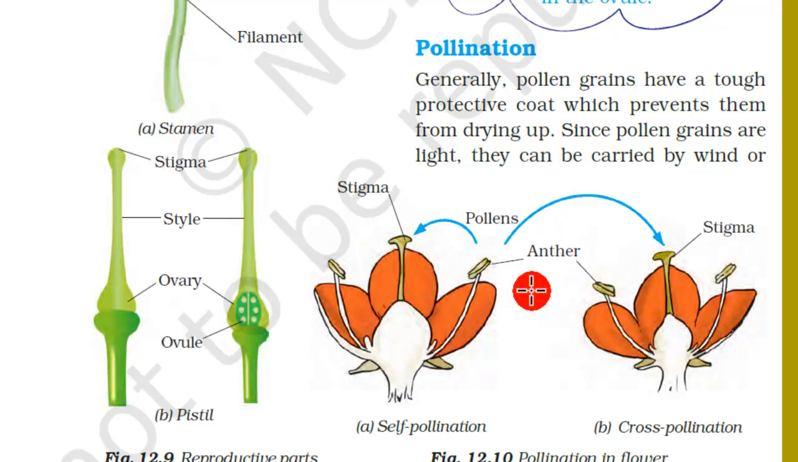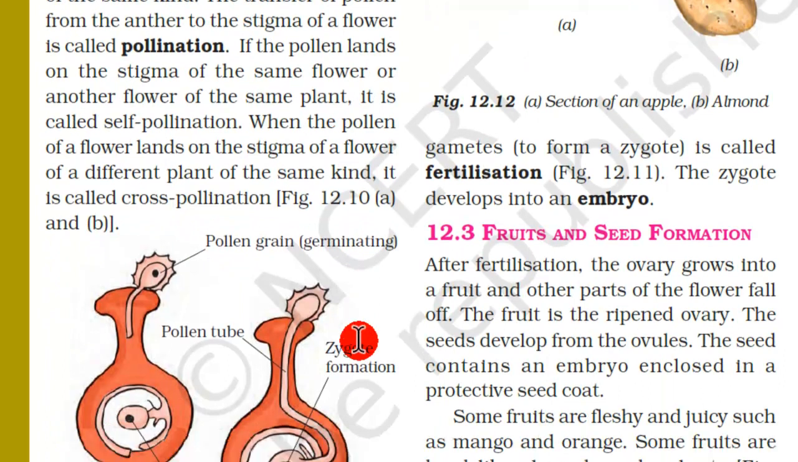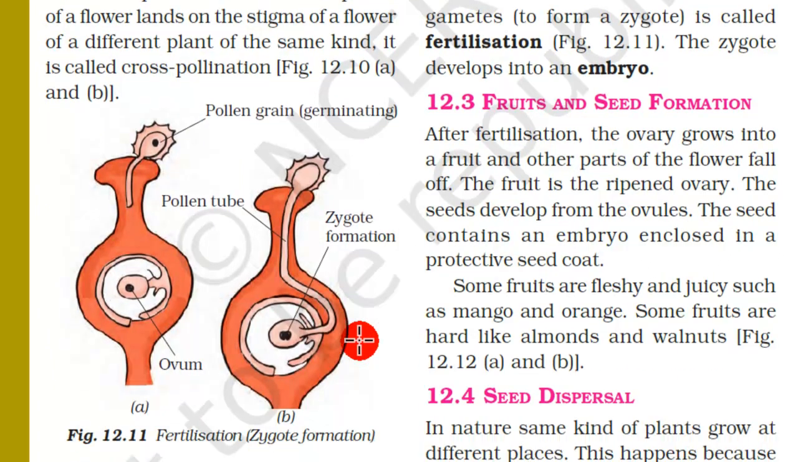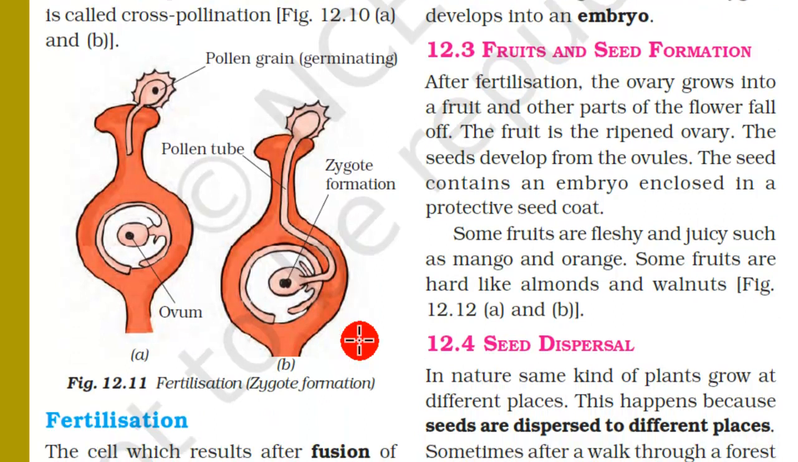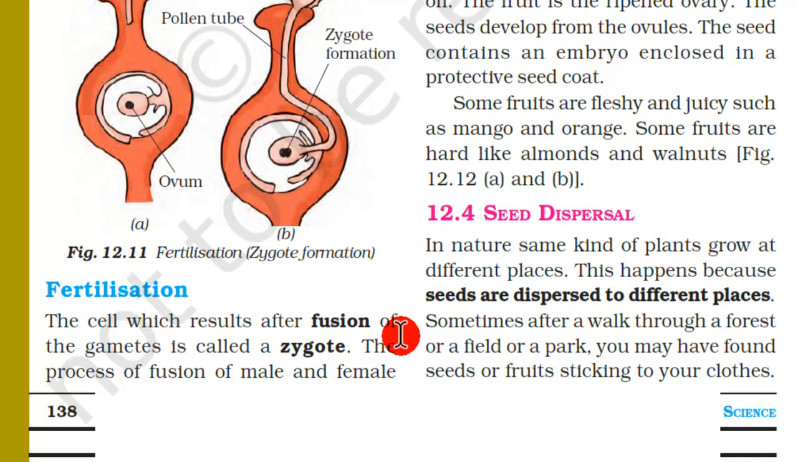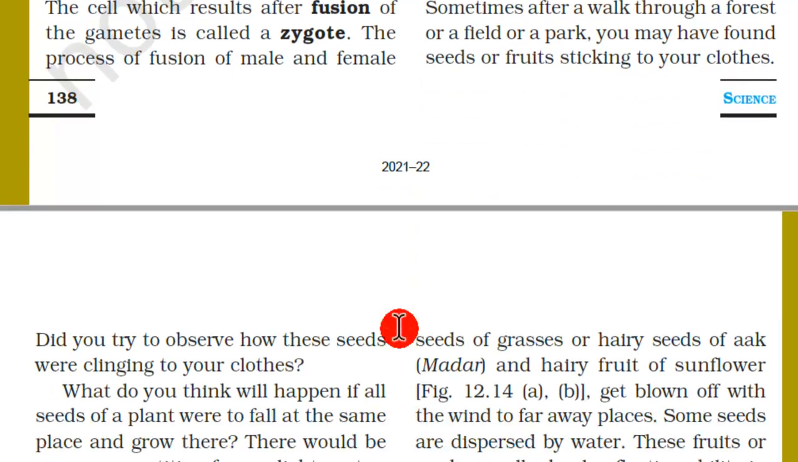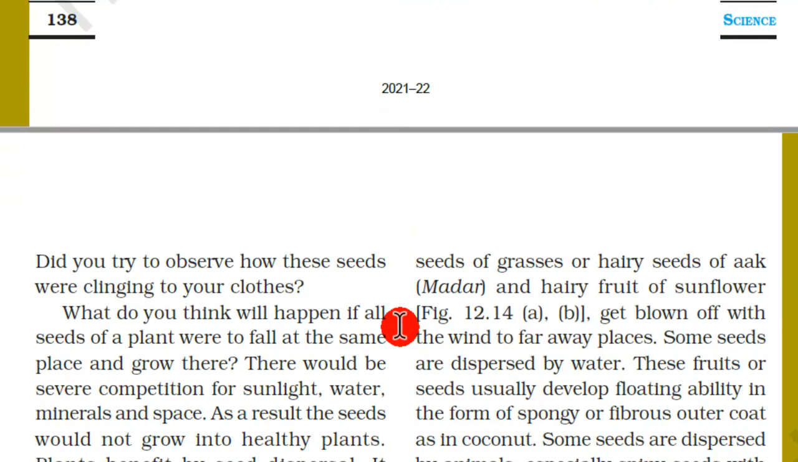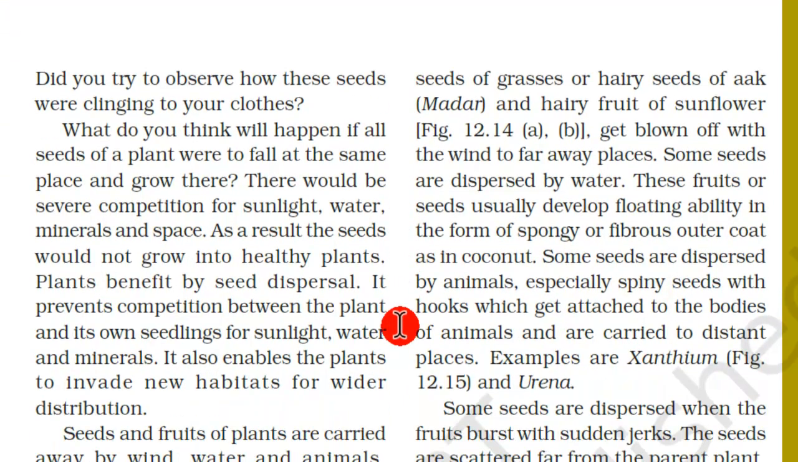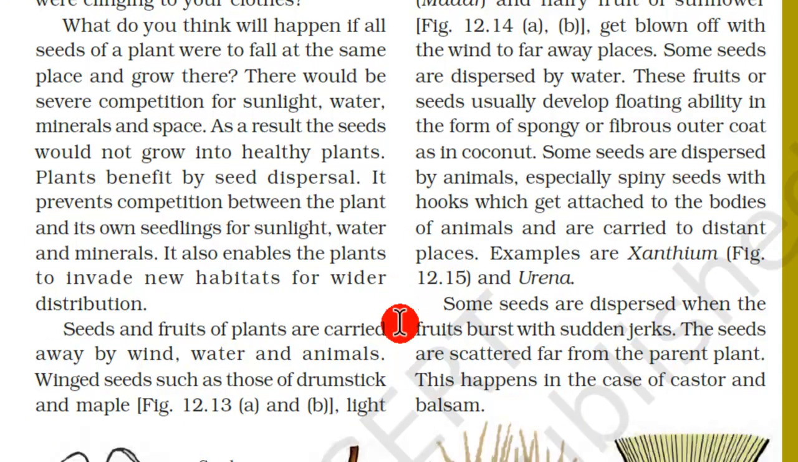The fusion of male and female gametes is called fertilization. The fertilized egg is called a zygote. The zygote develops into an embryo. Fruit is the mature ovary, whereas the ovule develops into a seed which contains the developing embryo. Seed dispersal is aided by wind, water, and animals. Seed dispersal helps the plant to prevent overcrowding, avoid competition for sunlight, water, and minerals, and invade new habitats.